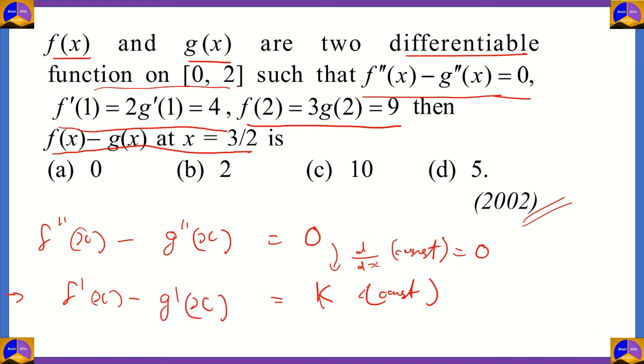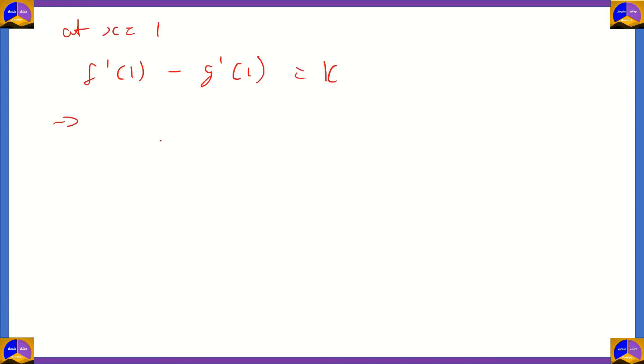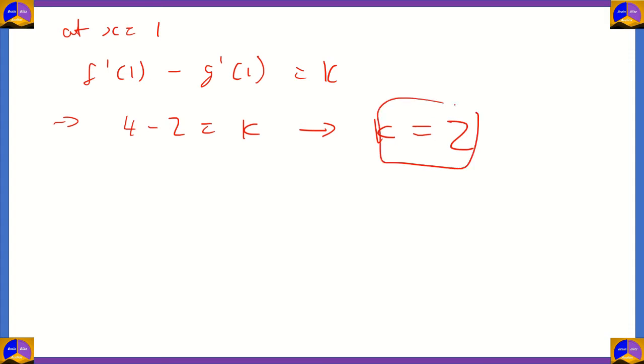Now over here you will put in the value of x as 1. So at x equals 1 you have f dash 1 minus g dash 1 equals k. The value of f dash 1 is 4. The value of 2g dash 1 is 4, so g dash 1 will be equal to 2. 4 minus 2 is equal to k. So therefore, the value of k equals 2. Put the value of k equals 2 to our equation, which is f dash x minus g dash x equals 2.